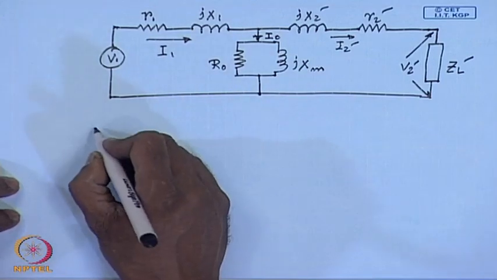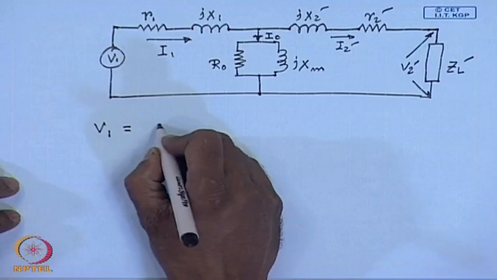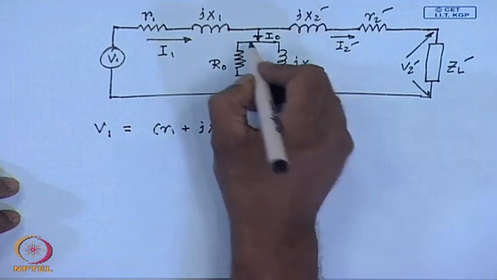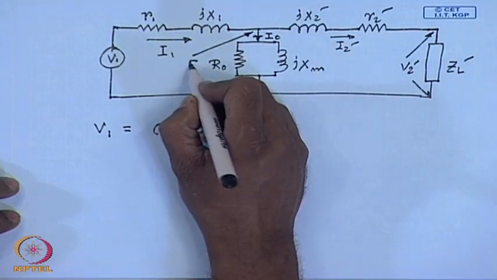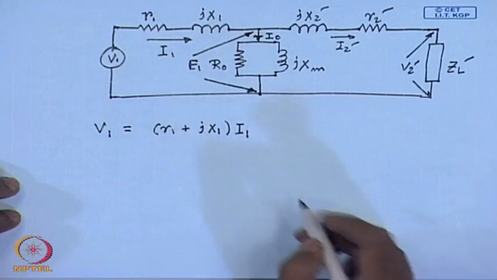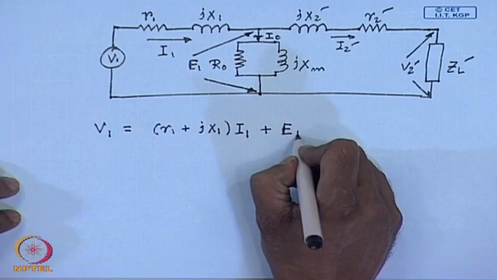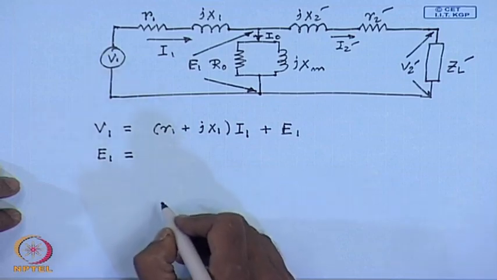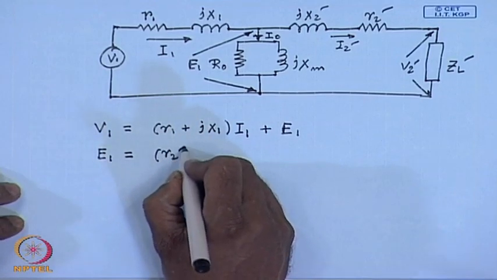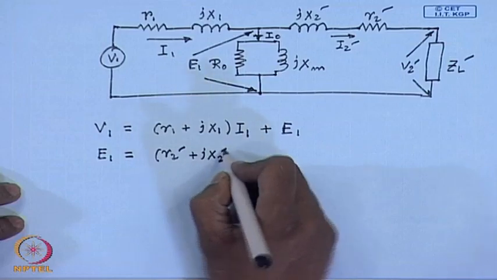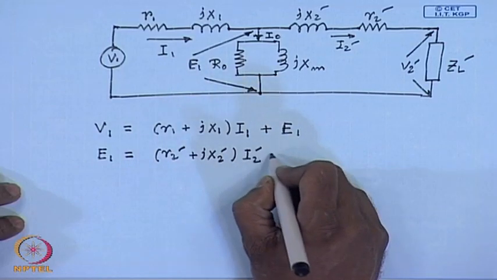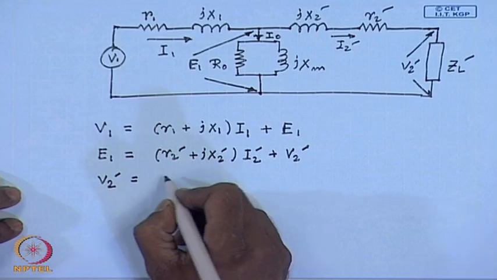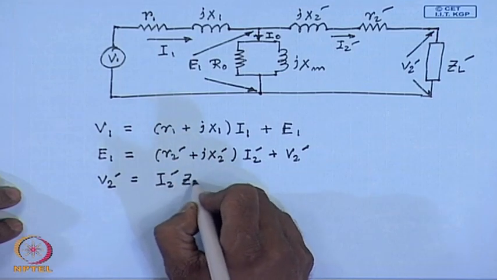V 1 equal to (R 1 plus j x 1) into I 1 plus E 1, E 1 equal to (R 2 dash plus j x 2 dash) I 2 dash plus V 2 dash, and V 2 dash equal to I 2 dash Z L dash.